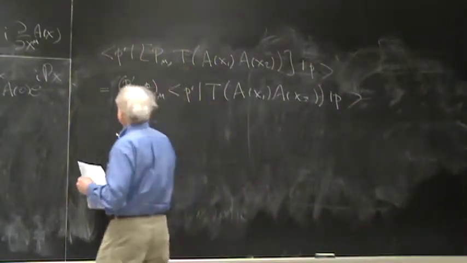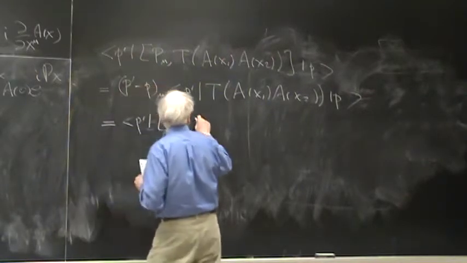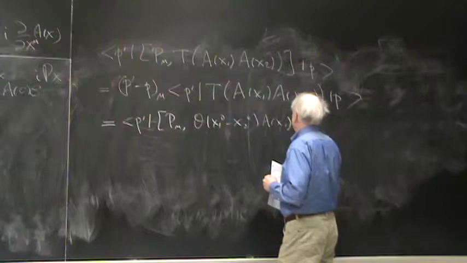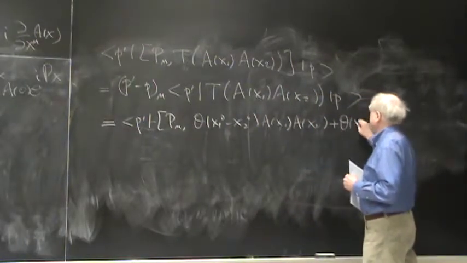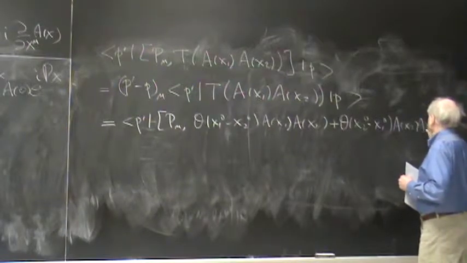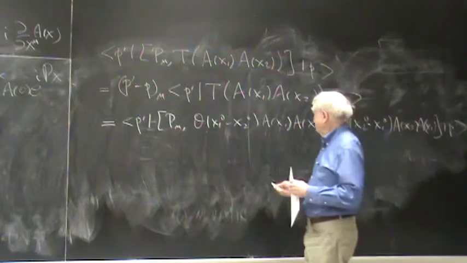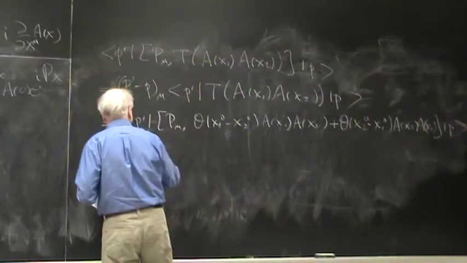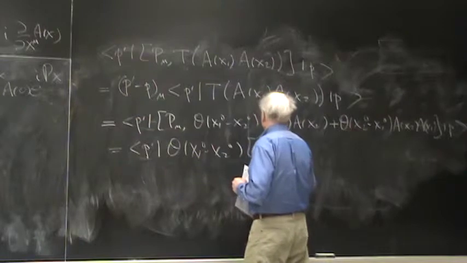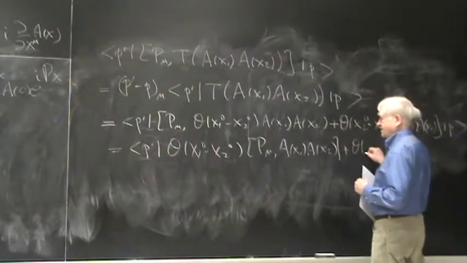On the other hand, it's also equal to P prime, and now let's just put in the time ordered product. It's theta of x10 minus x20 times A of x1, A of x2 plus theta of x20 minus x10 times A of x2, A of x1, commutator P. Now, this of course means that it's P prime theta x10 minus x20 commutator P mu with A of x1, A of x2, plus, I guess I'm being a little too explicit here.